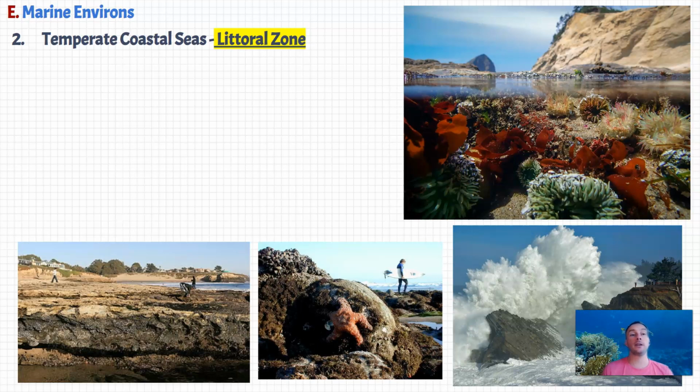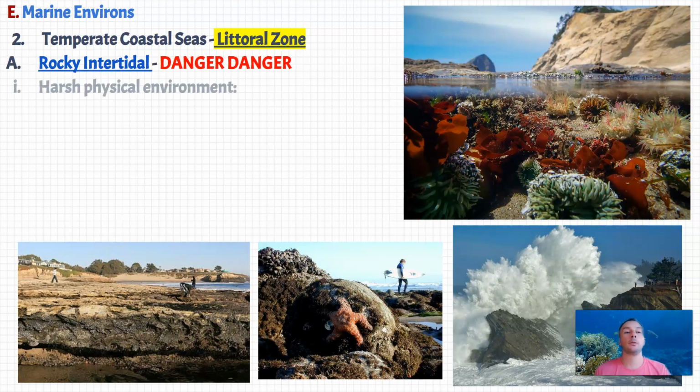And so let's talk about tide pool zones, the fun ones to explore. This is, again, temperate coastal seas, but now we're going to talk about this in terms of the littoral zone. This isn't the Neritic zone. This is what we call the littoral zone. And this is a zone that is literally on the shore, right? You're literally in that one foot in each world. And we're going to talk about the rocky intertidal zone. Danger, danger. Why do I say danger? Because it's a harsh physical environment.